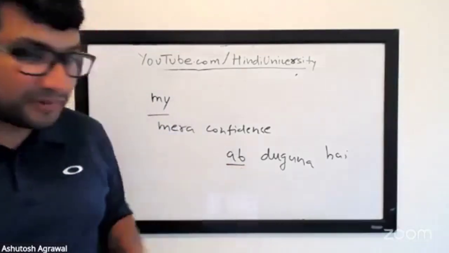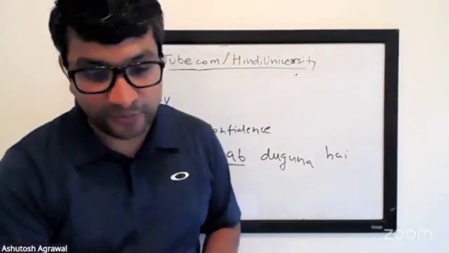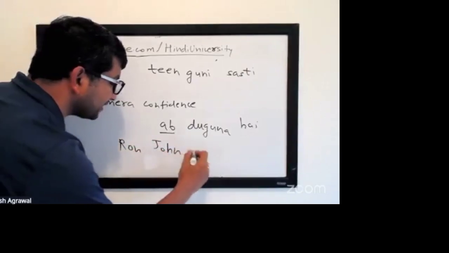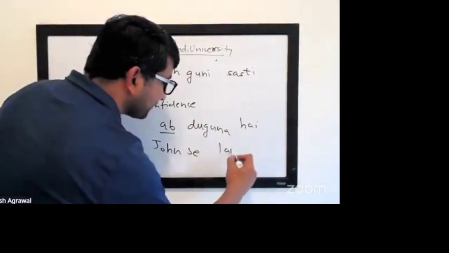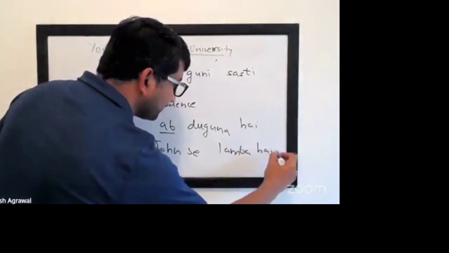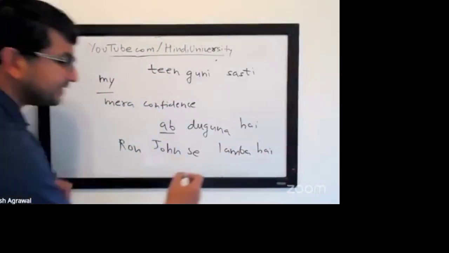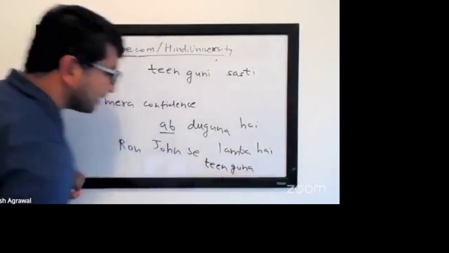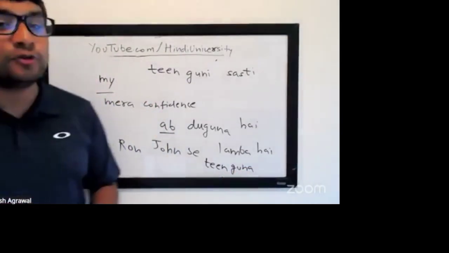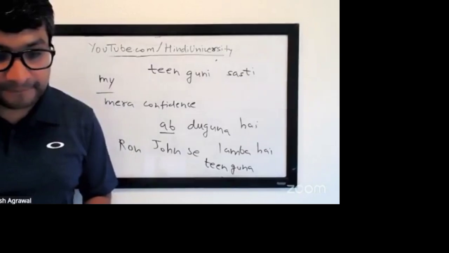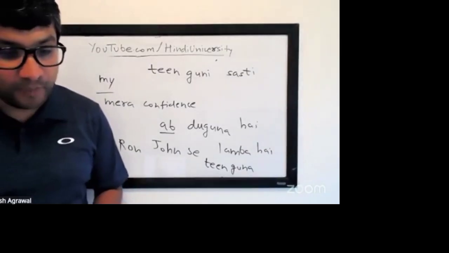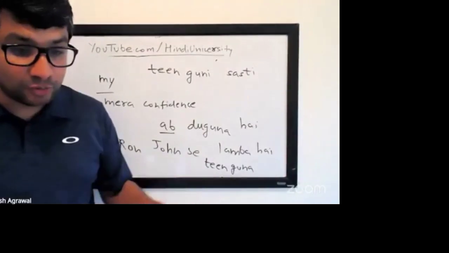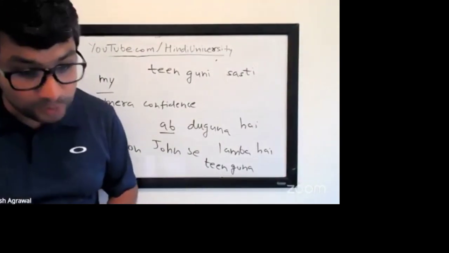By saying ab, you're really comparing it with before. So one is like Ron, John से लंबा है. Okay? और 3 गुना लंबा है. Okay? और स्टेसी सारा से 3 गुनी लंबी है. Right? So you see, the moment I was using lamba, it's 3 guna. If I change it to feminine, it's 3 guni.